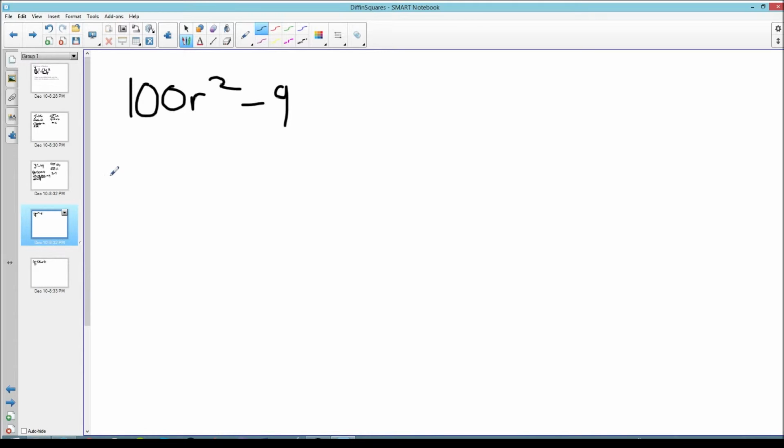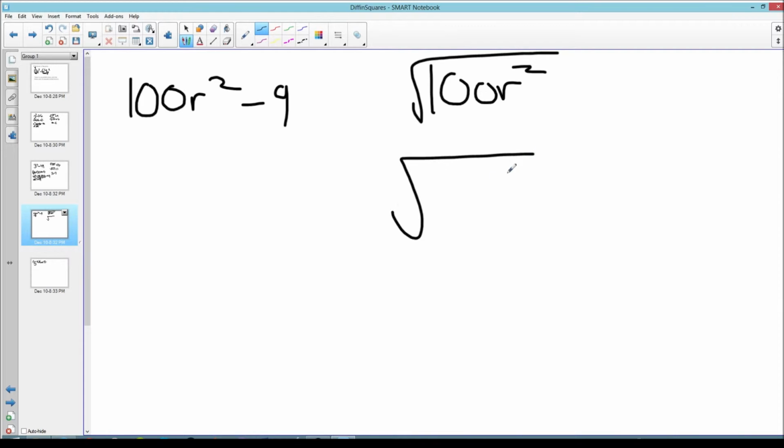Here we have 100r squared minus 9. So we just do the same thing. We take 100r squared, we square root it, we square root 9. Here we get 3. Here we get 10r.